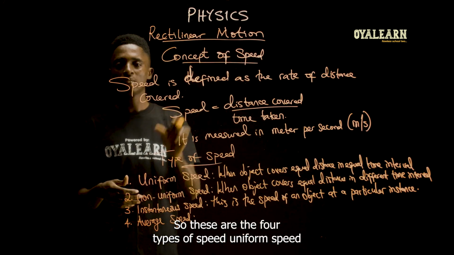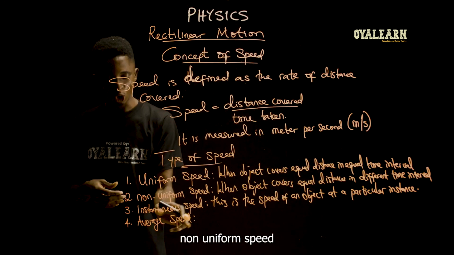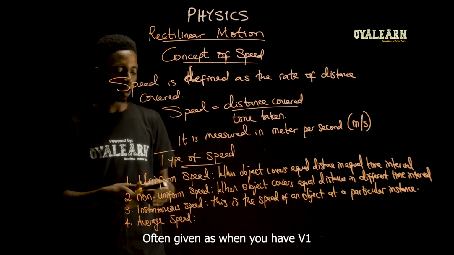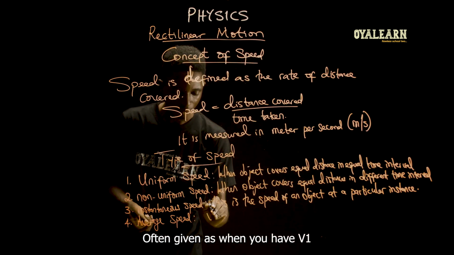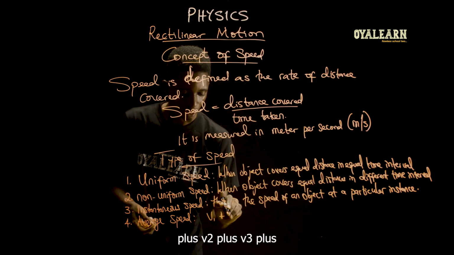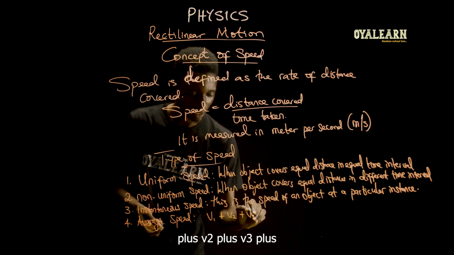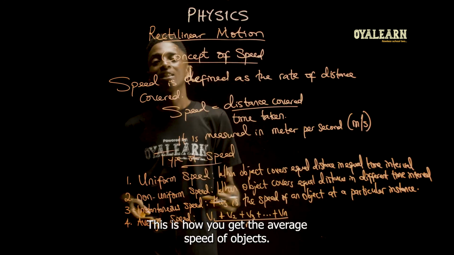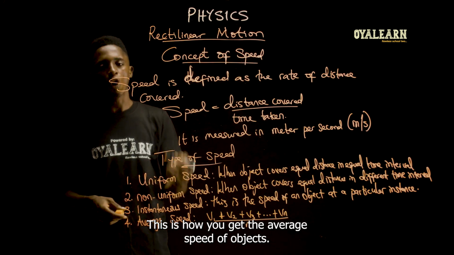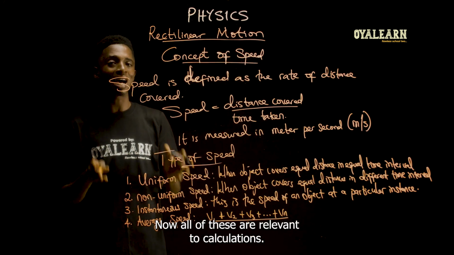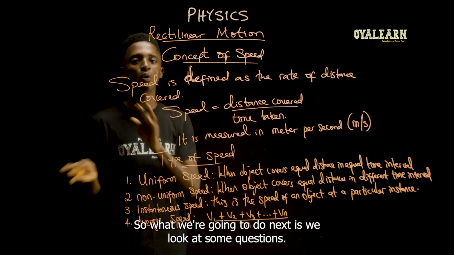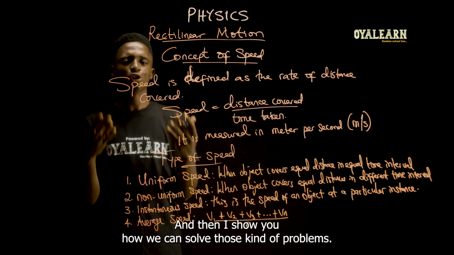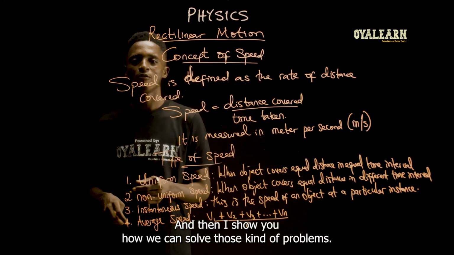So these are the 4 types of speed: uniform speed, non-uniform speed, instantaneous speed, and average speed. This average speed is often given as V1 plus V2 plus V3 plus ... plus Vn, all divided by n. This is how you get the average speed of an object. Now, all of these are relevant to calculation. So what we're going to do next is look at some questions that have to do with speed, and then I show you how we can solve those kinds of problems.